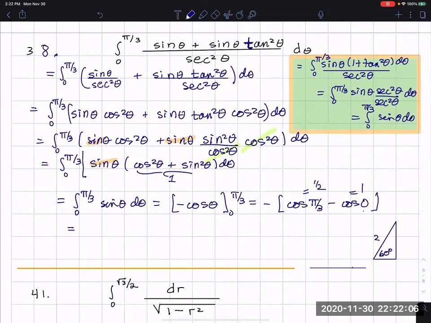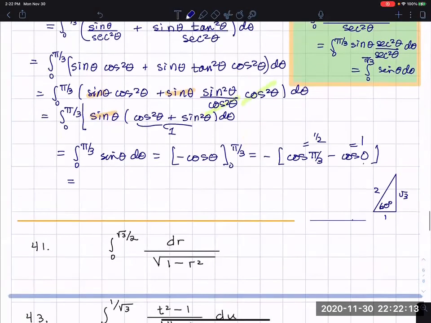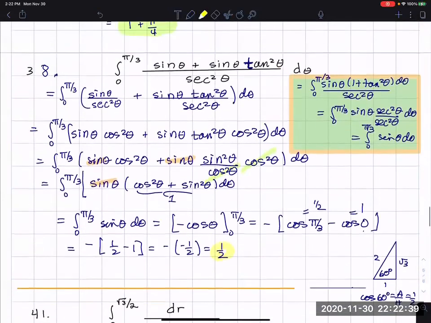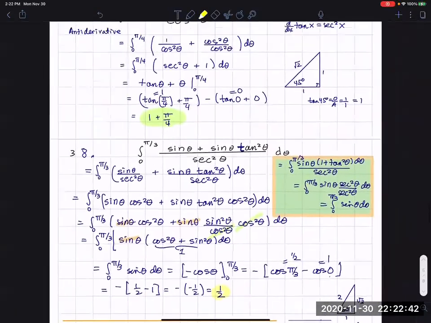And if I make the hypotenuse 2, the short side is 1, and the height is root 3, and cosine 60 degrees would be adjacent over hypotenuse, which is 1/2. So I get negative of 1/2 minus 1, which is negative 1/2, which is 1/2. Okay, so if your answer didn't agree with the back of the book, it is because this was not 39, this is number 38. So that's number 38 and 37.